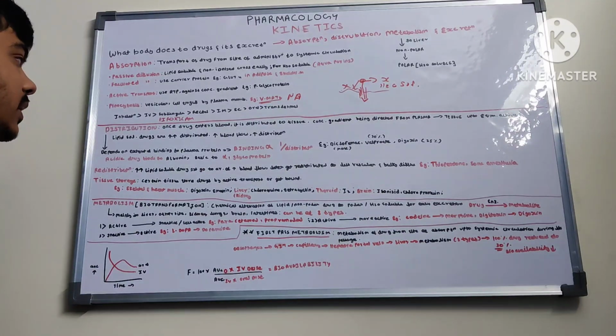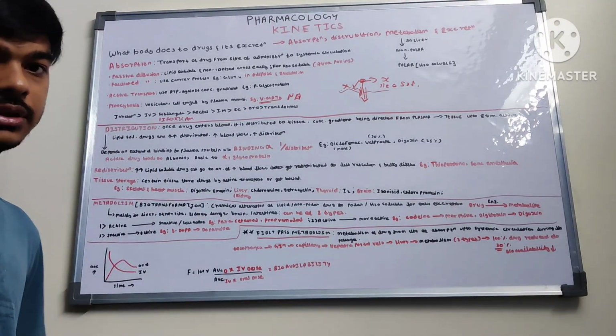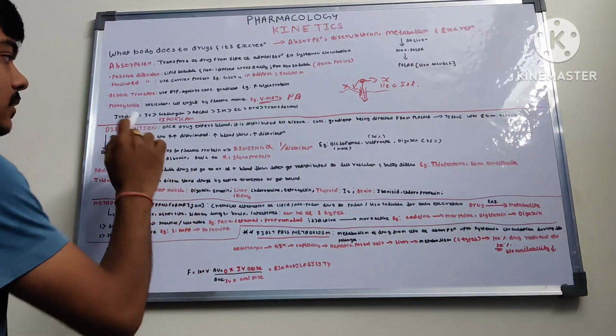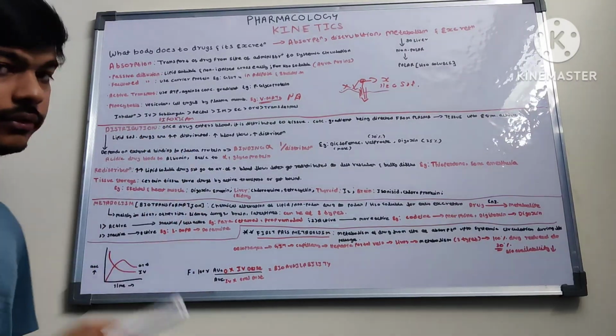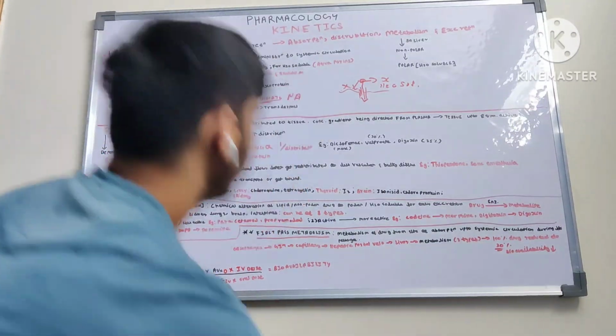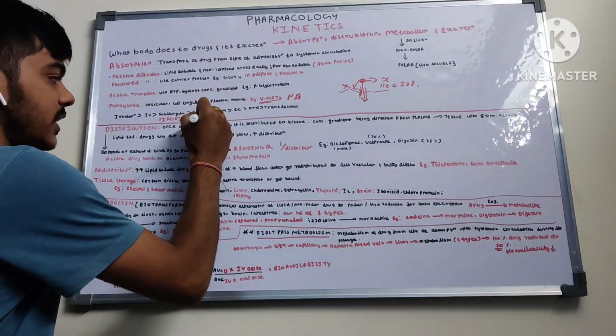Next, as everybody knows, is IV, because in case of emergency the drug is delivered intravenously so that it can enter the blood directly. Next is sublingual. I'll give you an example of piroxicam. This is an NSAID.